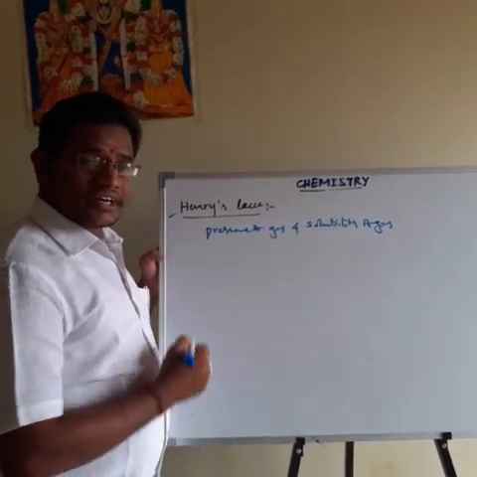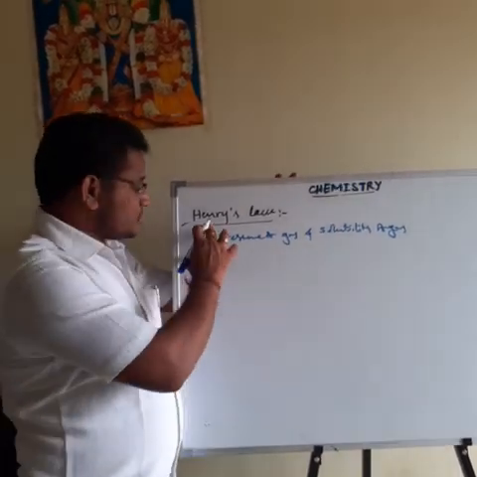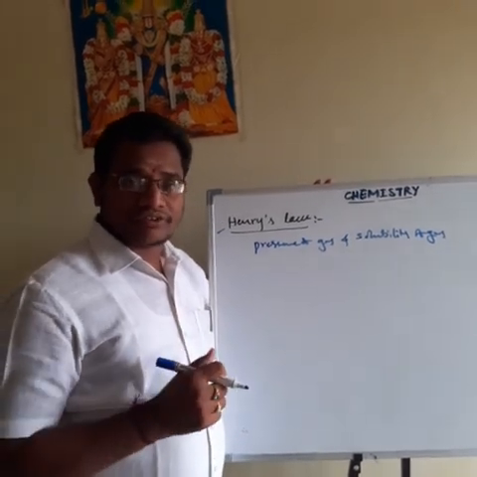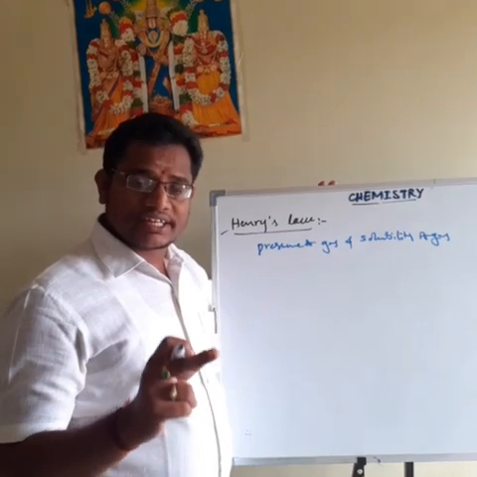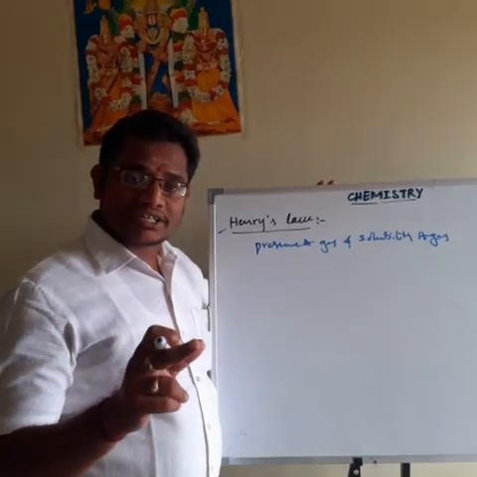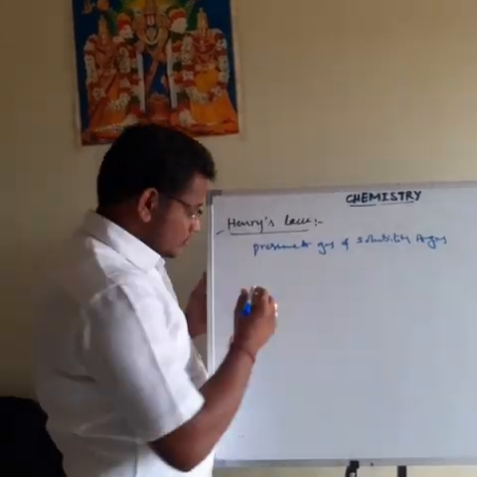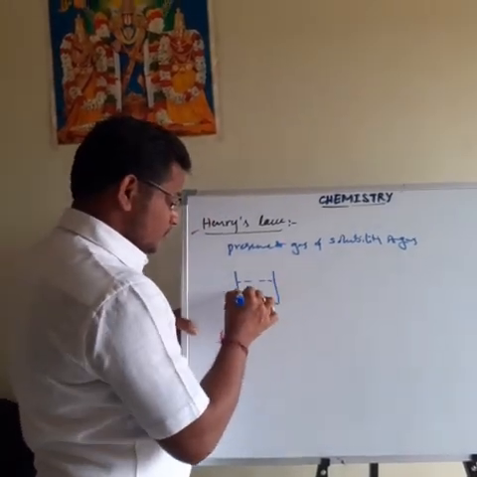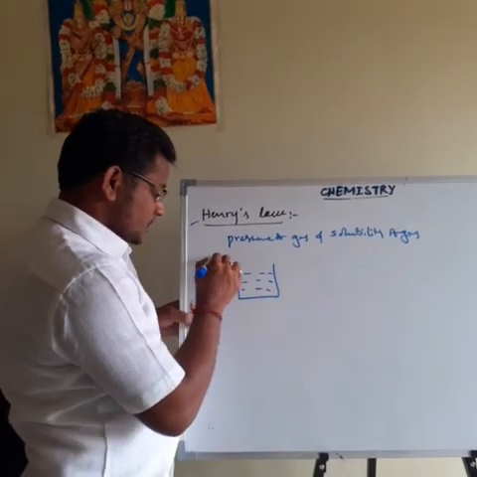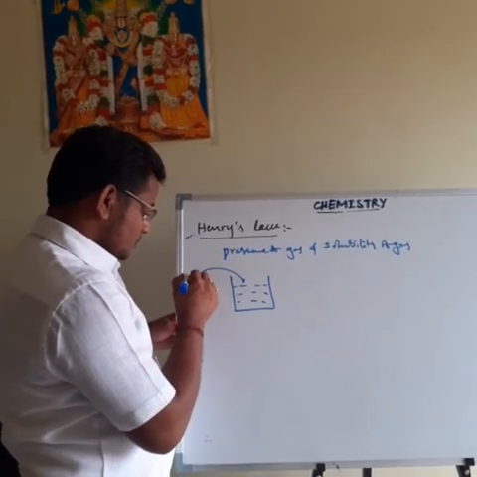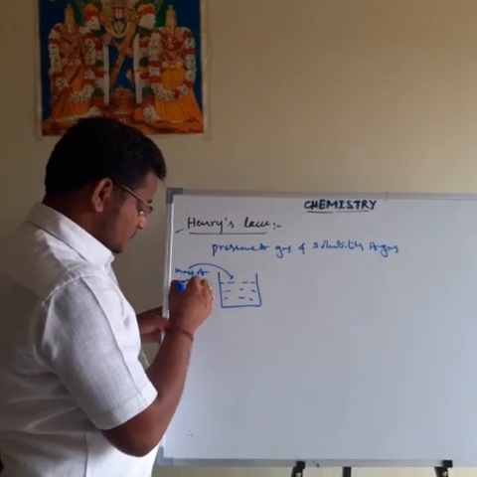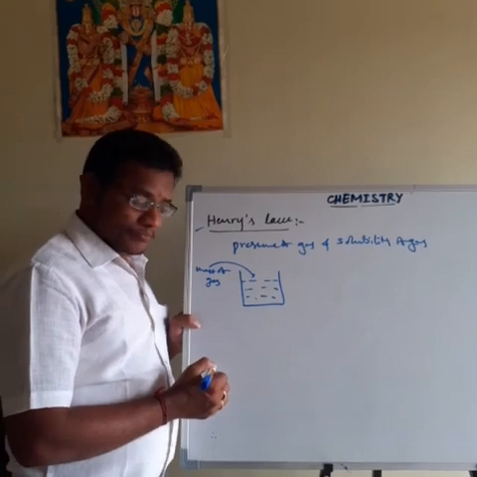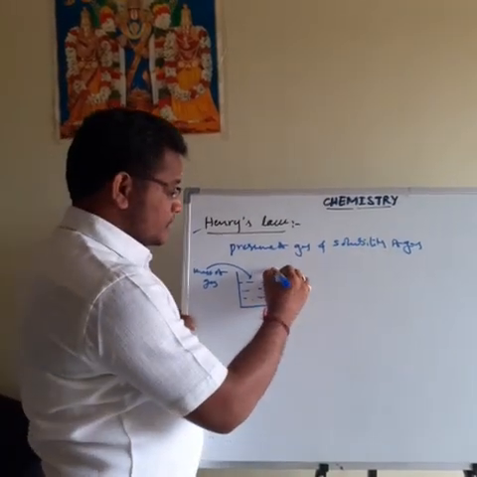Then what is the Henry's law statement? According to Henry's law, the mass of the gas dissolved in a given volume of liquid at constant temperature is directly proportional to the partial pressure of the gas. That means you take one beaker. This is the given volume of liquid, and we are sending the gas. This is the mass of gas dissolved in the given volume of liquid at constant temperature. Here temperature is constant.